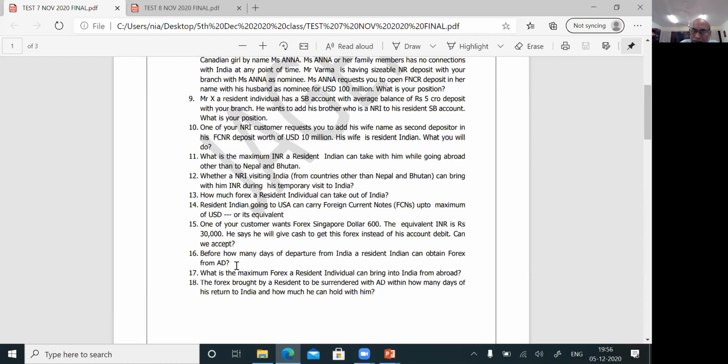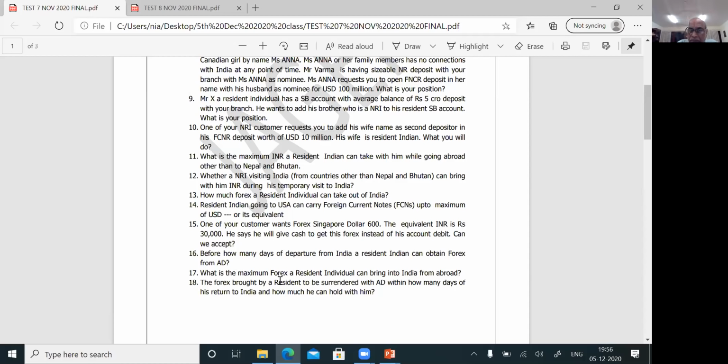Question number 16. Before how many days of departure from India can a resident obtain forex from the authorized dealer? AD is authorized dealer. Before 60 days of departure, by giving your visa copy, your passport, and your ticket, you can obtain forex from India 60 days in advance. For question number 16, answer is 60 days.